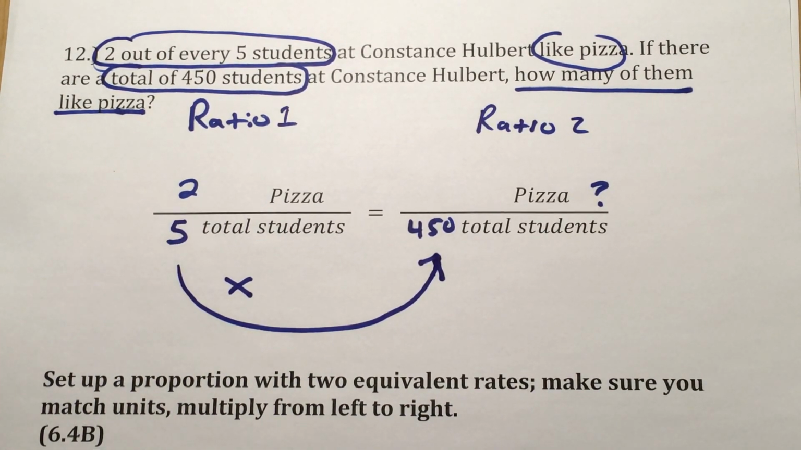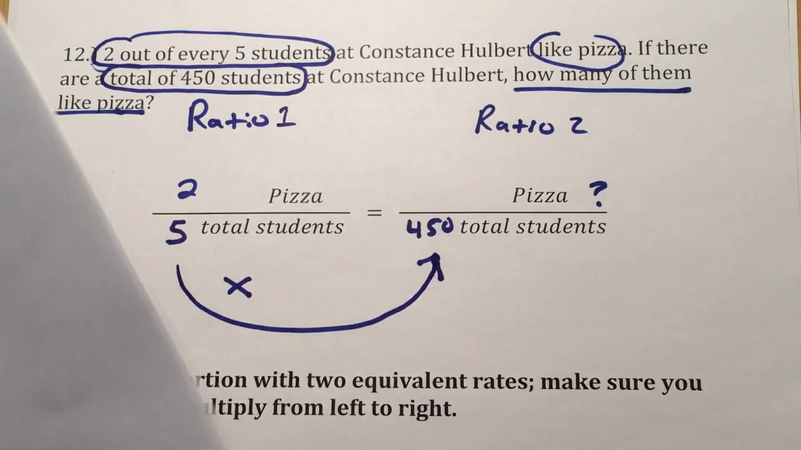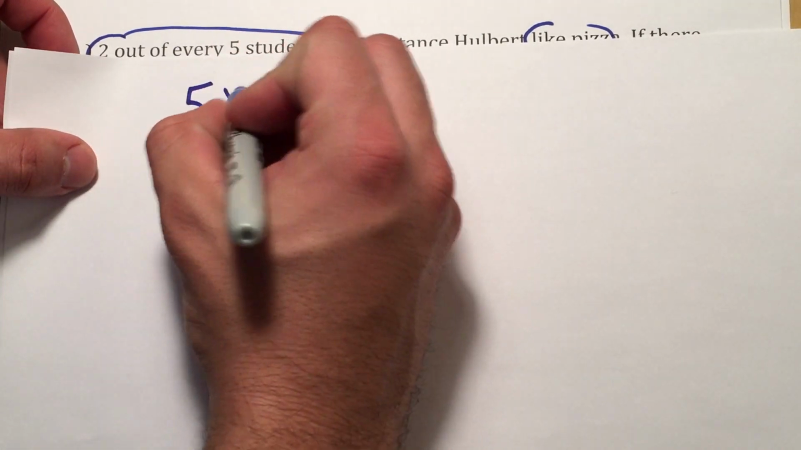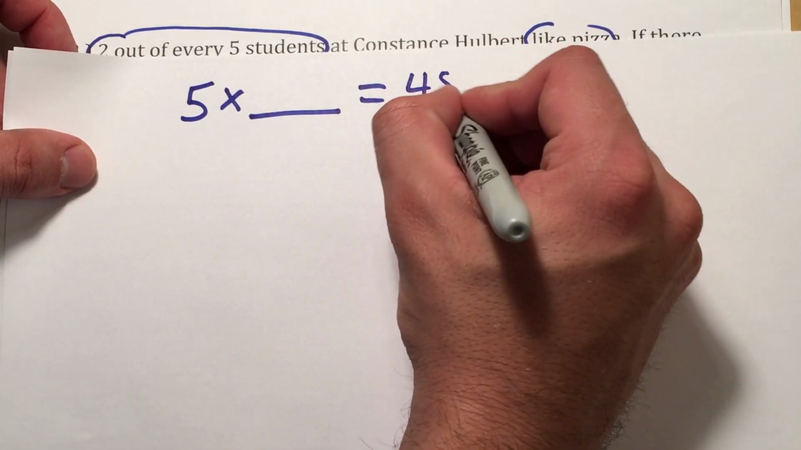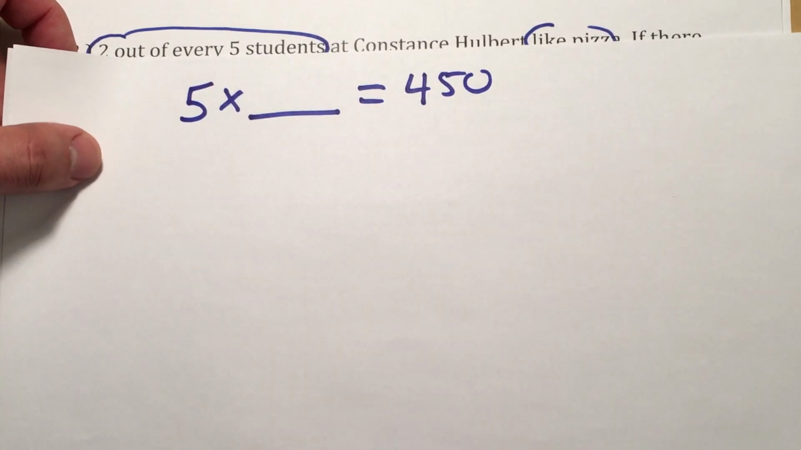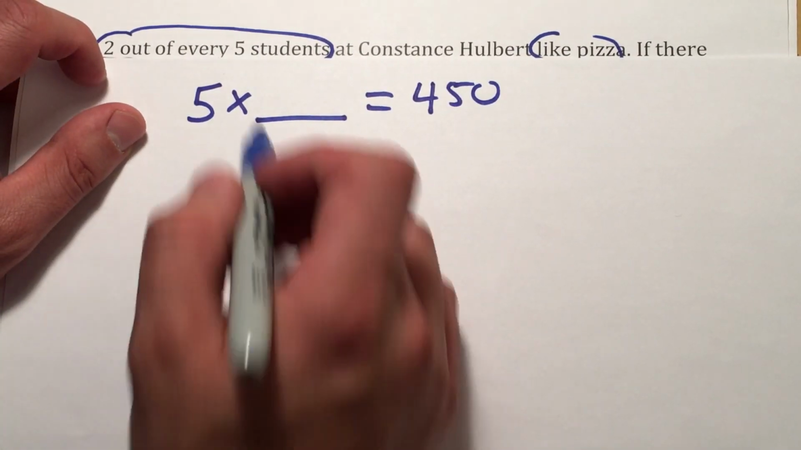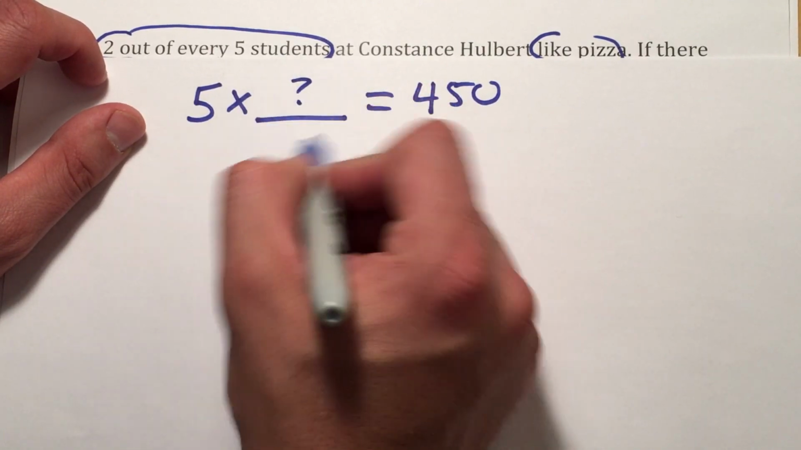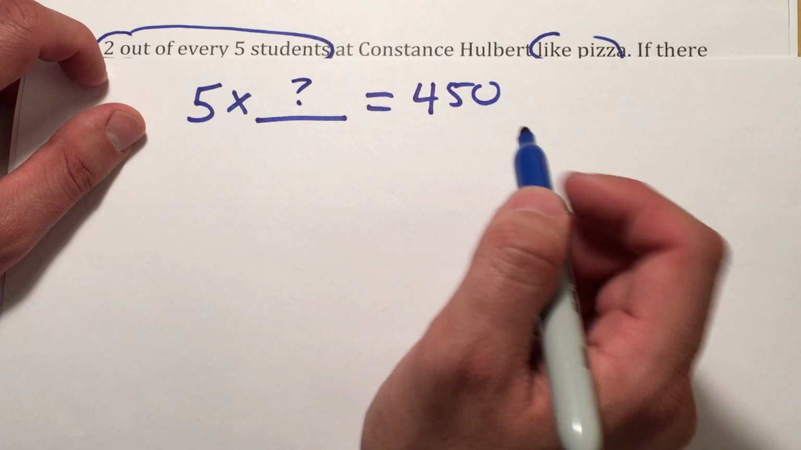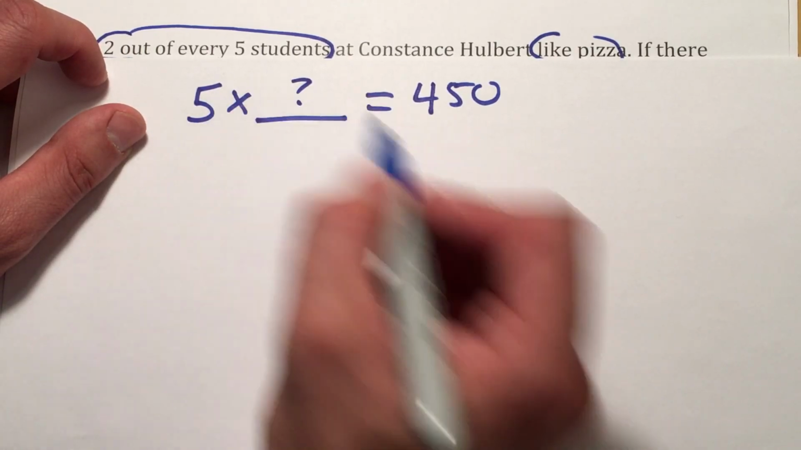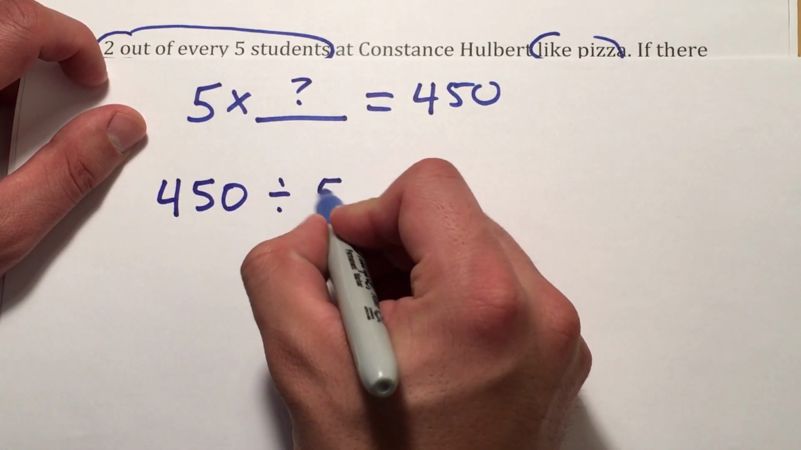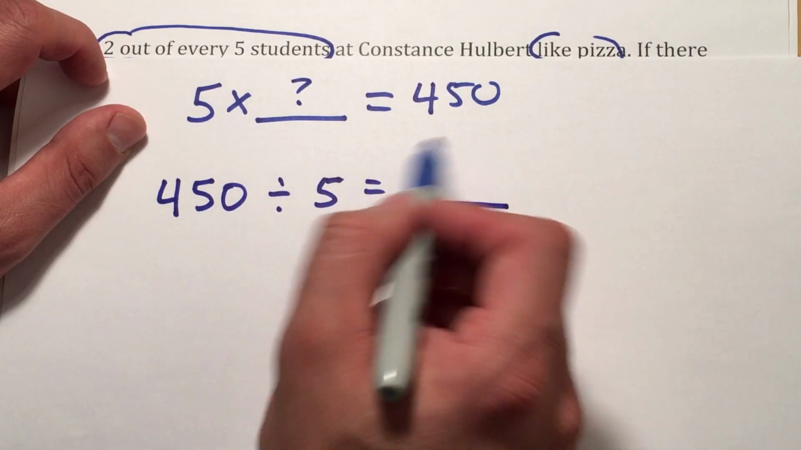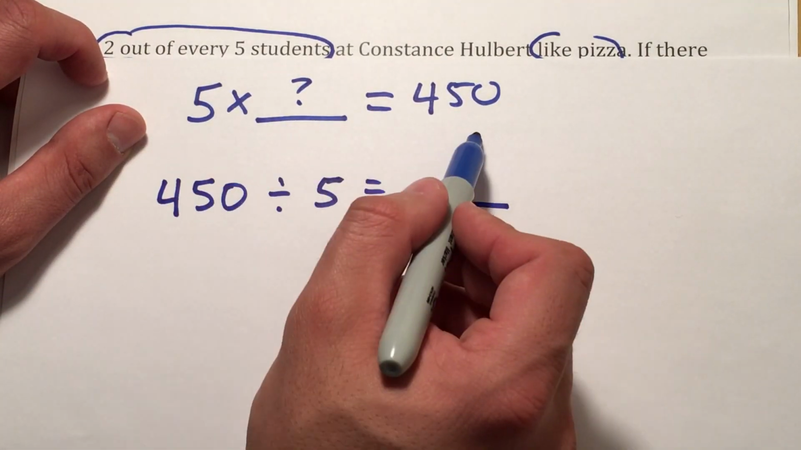And I'm not sure if you guys remember this, but whenever you don't know a number, like say you're trying to find 5 times a number that I don't know is going to give me 450, you can use the inverse operation. So 5 times an unknown number, and this is what we're trying to find, is going to give us 450. We're going to use the inverse operation of multiplication, which is division. So if we take 450 and divide that by 5 and work backwards, that'll tell us what we need to multiply 5 times to get that number.